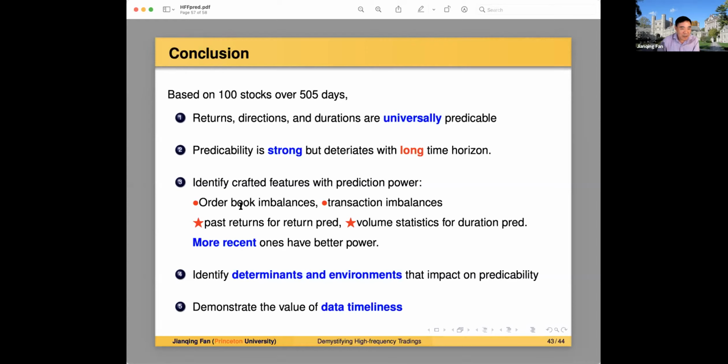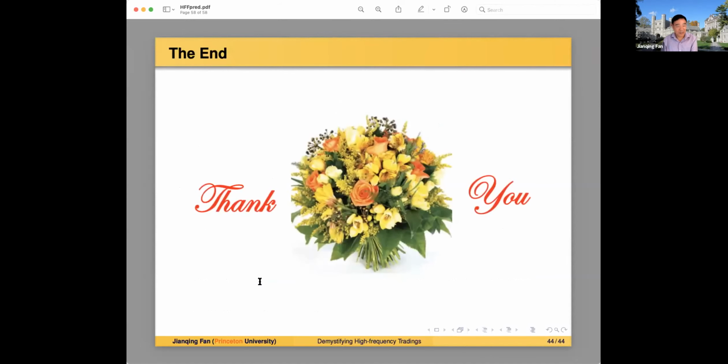If you are interested in return prediction, past return is a powerful predictor too. Not for duration, though, where the volume statistic is powerful for duration prediction. In particular, more recent data has better prediction power, which is another way of reflecting the time value of the data. We identify the determinants and environments that impact predictability, and we demonstrate the value of timeliness. With this, let me thank you all for your attention.